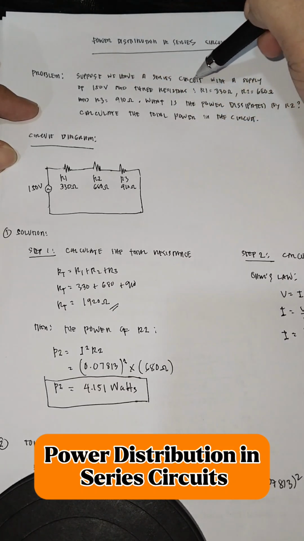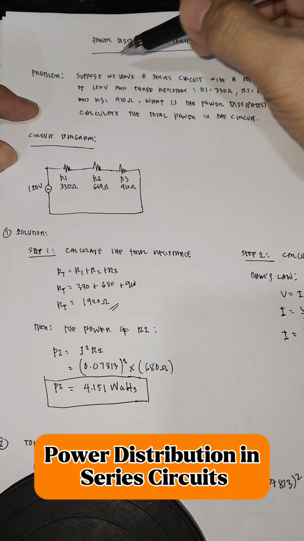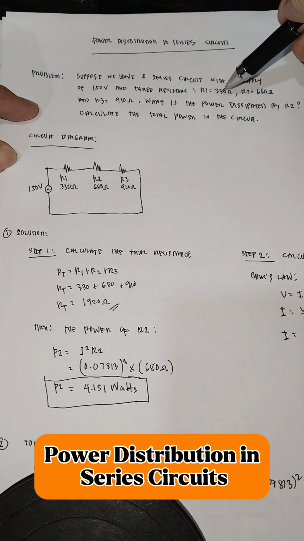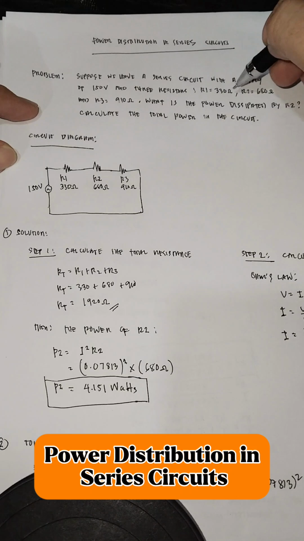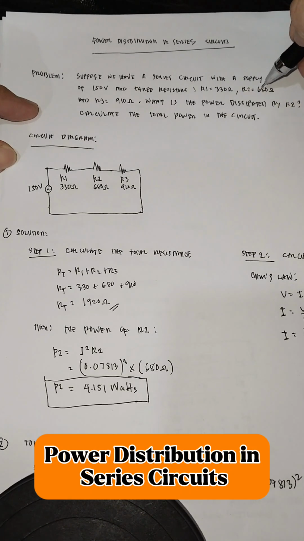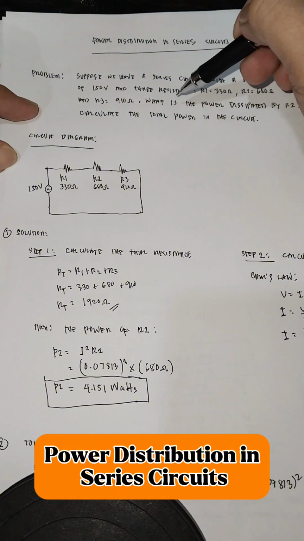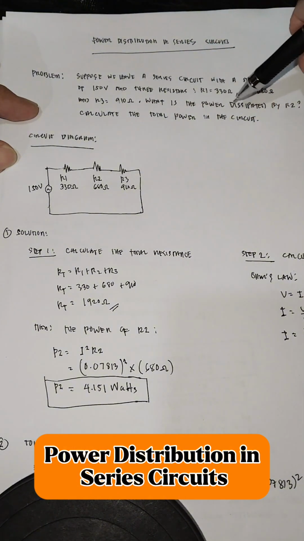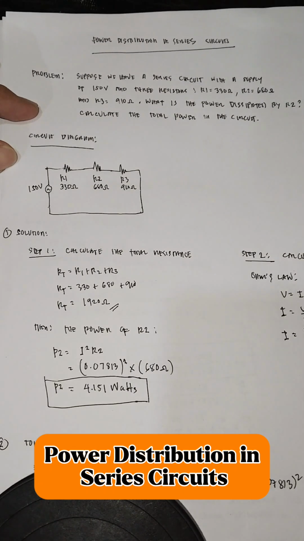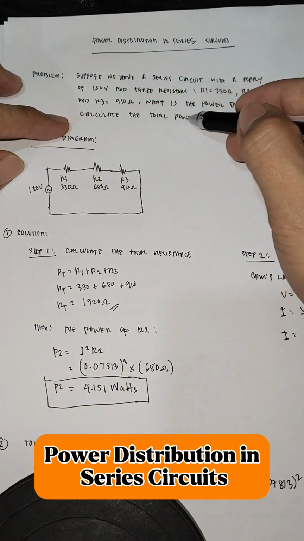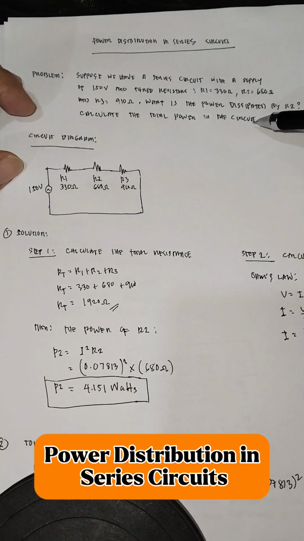Suppose we have a series circuit with a supply of 150 volts and 3 resistors: R1 330 ohms, R2 680 ohms, and R3 910 ohms. What is the power dissipated by the R2 resistor? Calculate the total power in the circuit.